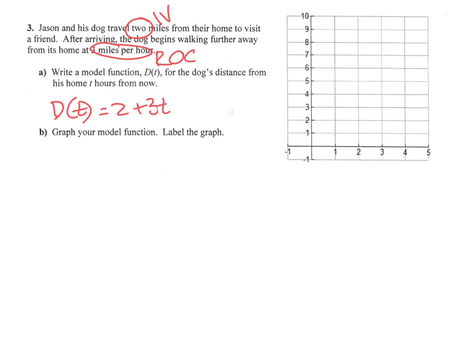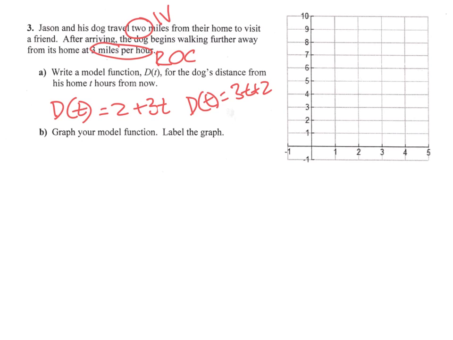What did you guys get? 3t plus 2. Okay, d of t equals 3t plus 2, or, okay, I kind of did it backwards. d of t equals 2 plus 3t, okay? So either one of these answers is fine. Okay, so graph your model function and label the graph.